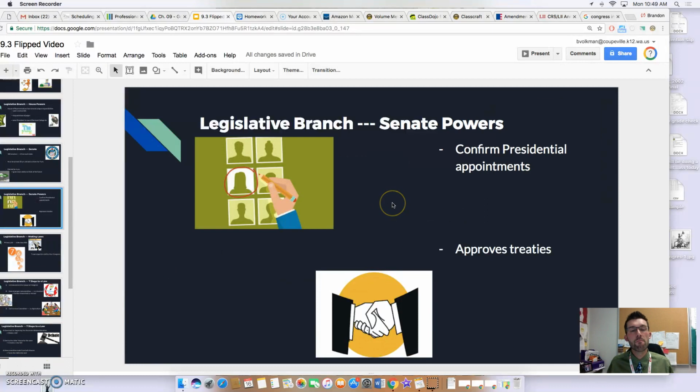Powers that are unique to the Senate are as follows. First off, people in the Senate confirm presidential appointments. Now, the President can go, Mr. Mint, I think you would make a great Secretary of Agriculture. He then would go to the Senate, and the Senate would say either yes, he would make a good Secretary of Agriculture, or no, he'd make a horrible Secretary of Agriculture. The Senate also approves treaties between our country and others. That's a good treaty.